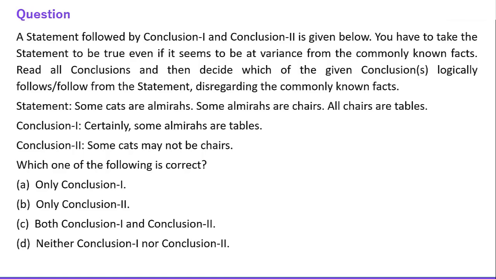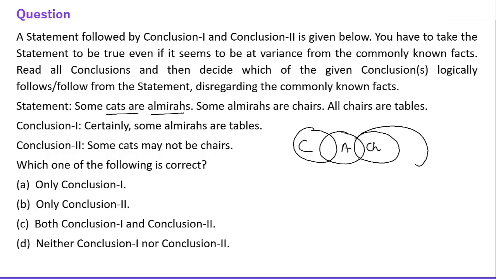Next question is, a statement followed by conclusion 1 and conclusion 2 is given below. You have to take the statement to be true even if it seems to be at variance from the commonly known facts. This question belongs to syllogism. The question says, some cats are almirahs. Some almirahs are chairs. All chairs are tables.